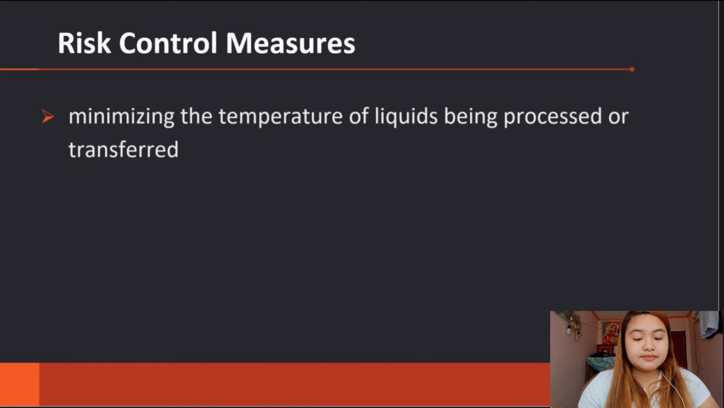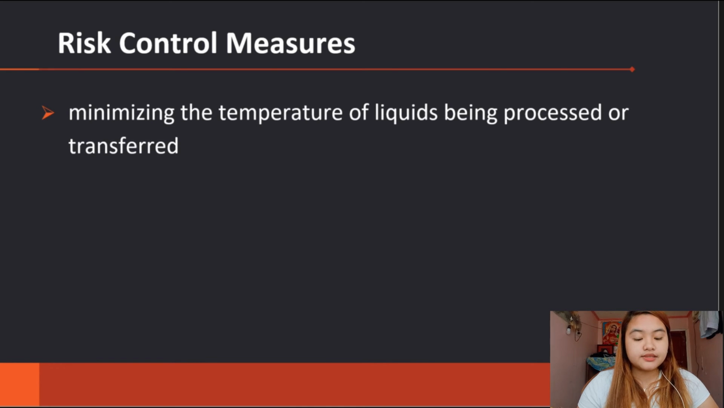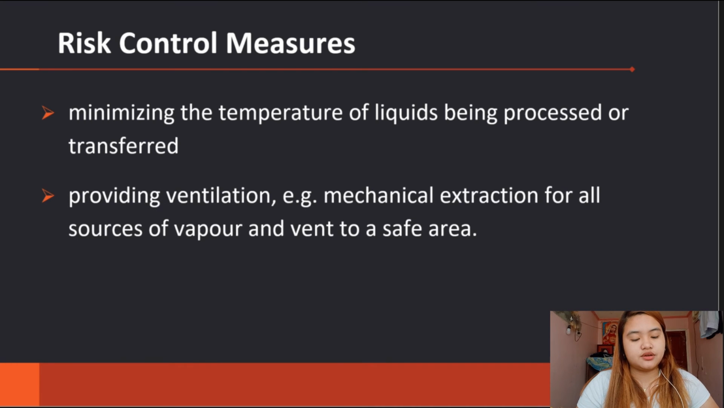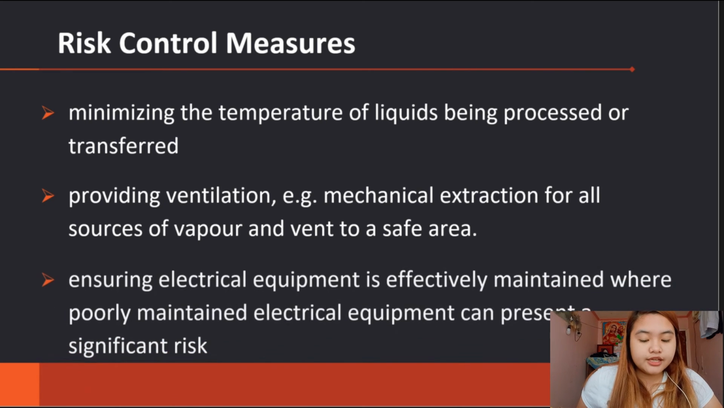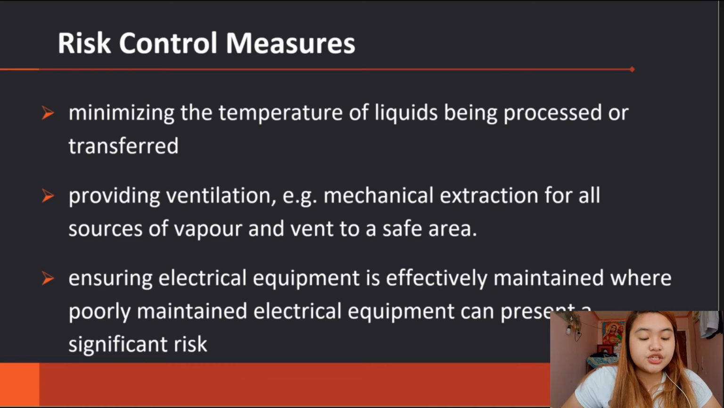Another one is minimizing the temperature of the liquid being processed or transferred. Some liquids need to stay at a specific temperature. You cannot exceed it, and you cannot go below it, because that will also cause fire. And provide ventilation. For example, mechanical extraction for all sources of vapor and vent to a safe area. Ensuring electrical equipment is efficiently maintained, where poorly maintained electrical equipment can present a significant risk.